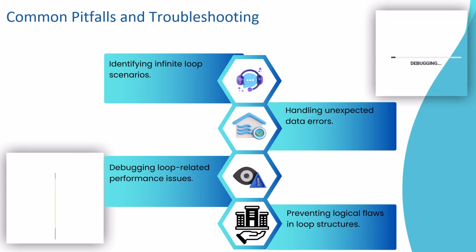Loops can be lifesavers, but they can also be troublemakers if mishandled. Infinite loops are like a treadmill that never stops. You don't get anywhere. Bugs sneak in when data isn't validated properly, and performance issues arise when loops aren't optimized. Spotting these problems early is key, kind of like fixing a leak before it floods your house.